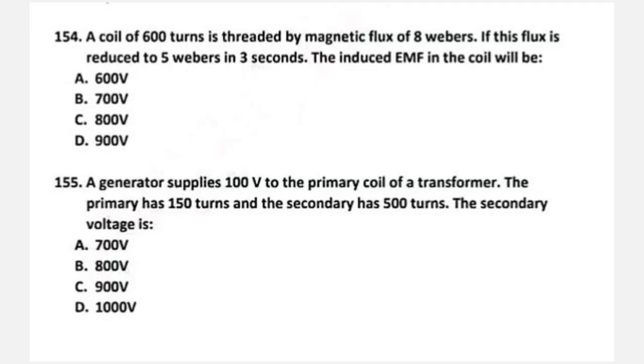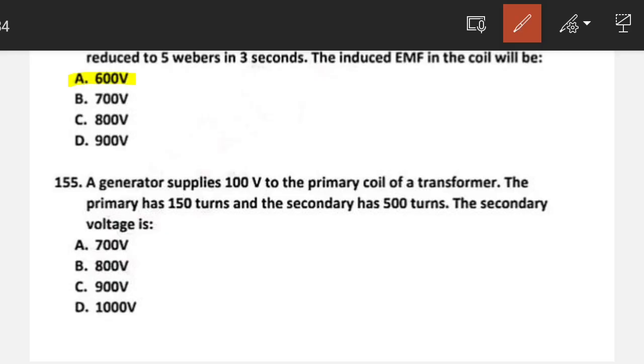So change in magnetic flux is 8 minus 5, which is equal to 3, and change in time is 3. 3 by 3 will be equal to 1, and when we multiply this 1 by the number of turns, 1 into 600, there will be 600 volts. So here the correct option will be option A, 600 volt. I am again repeating that formula: the formula of EMF is equal to change in magnetic flux into number of turns divided by change in time.